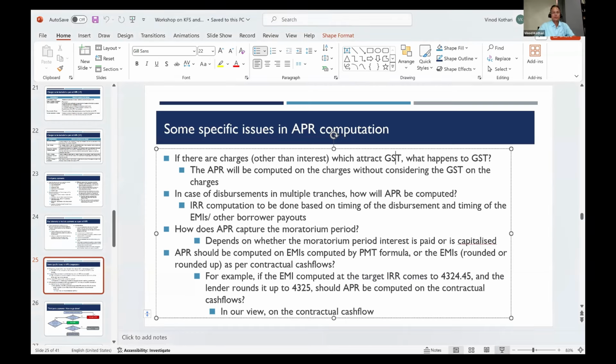Well, if you are writing this on Excel, it's very easy to compute APR by spacing the inflows and outflows exactly based on how they happen. We will compute the IRR.